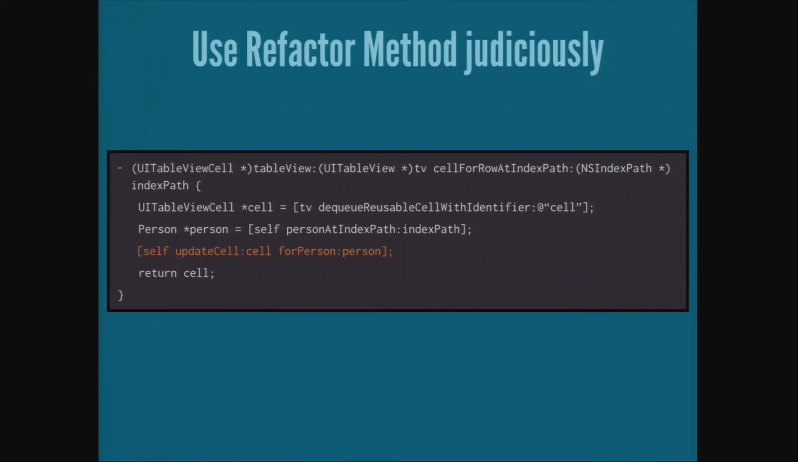And even still, sometimes it's handy to just have a method updateCell:forPerson: that takes your model object and does the right thing, right? So these methods may have just gone right below here, right? But they're shorter, they're more focused, they're easier to read.